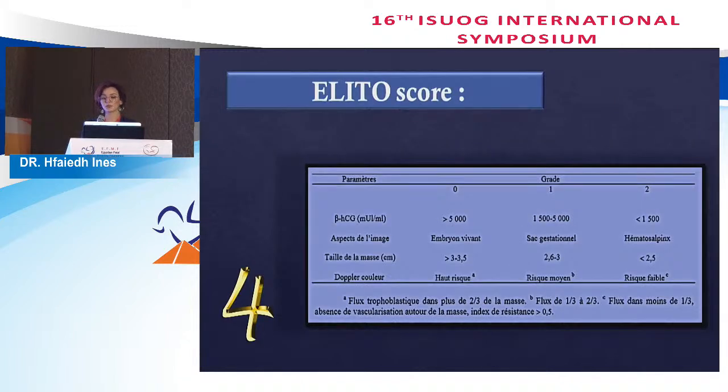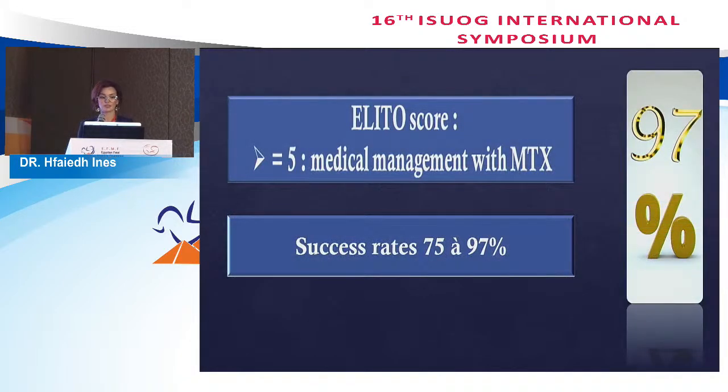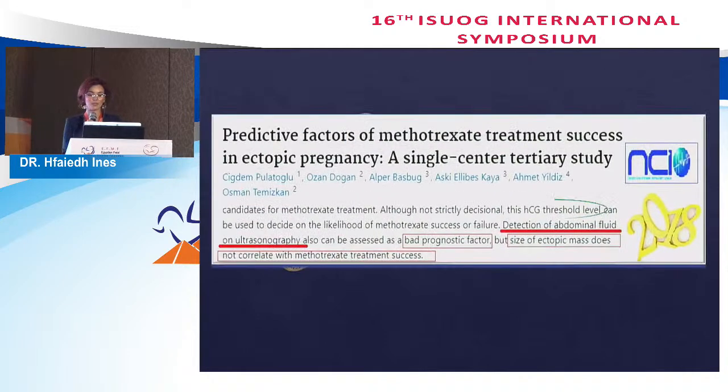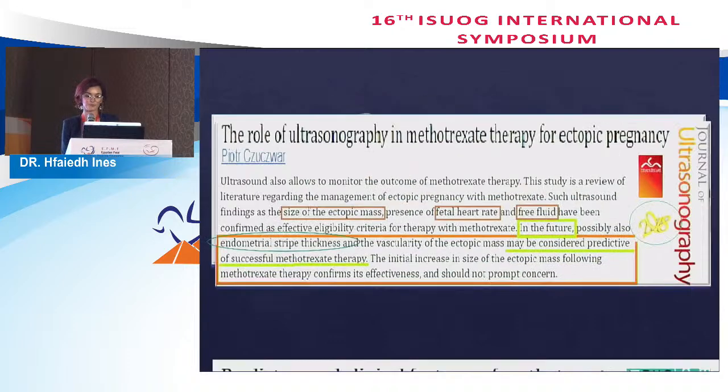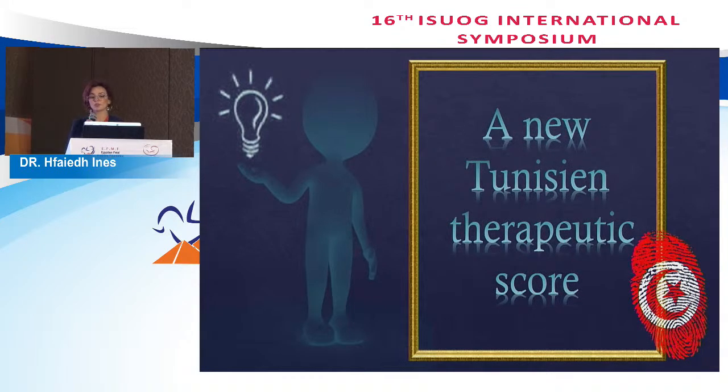The second score is the L2 score, which is based on 4 items, 3 of them are ultrasound items. And if it's greater than or equal to 5, medical management with methotrexate is indicated with high success rates. So many recent studies discuss other predictive factors of success and failure. So we had the idea to create our new Tunisian didactic score.